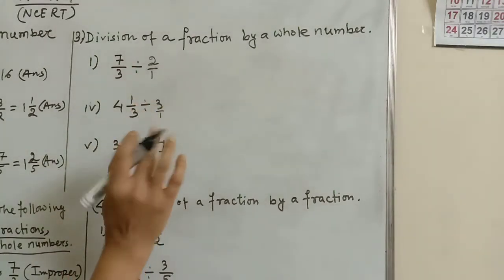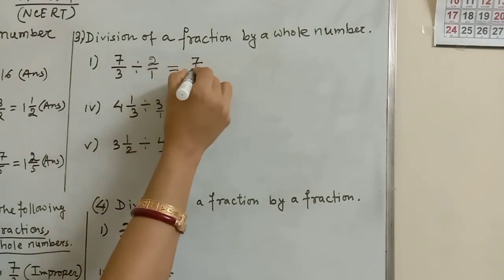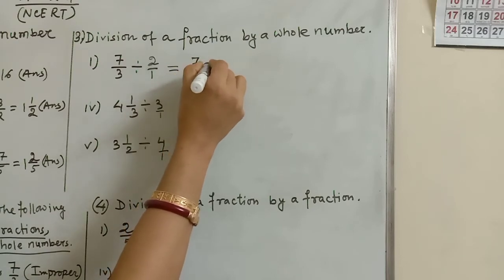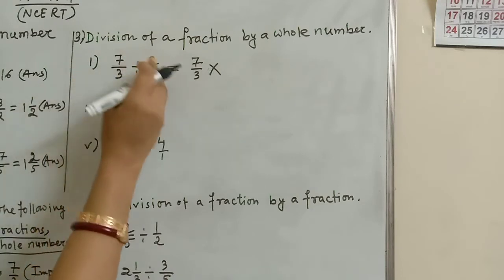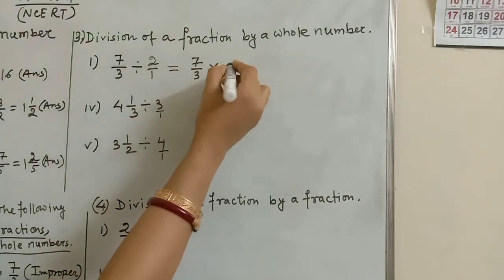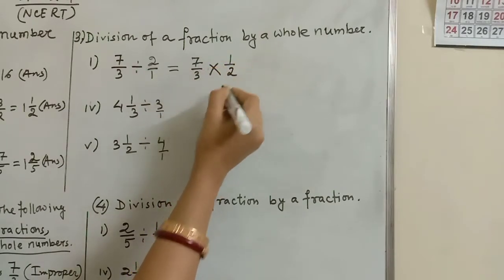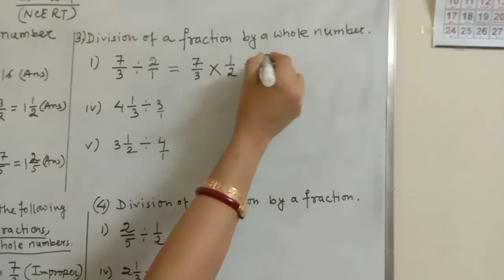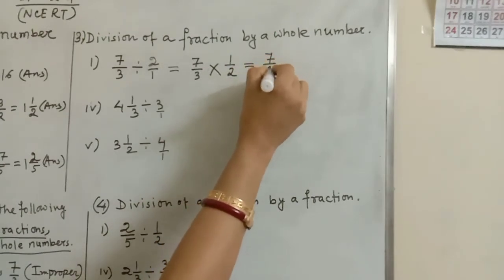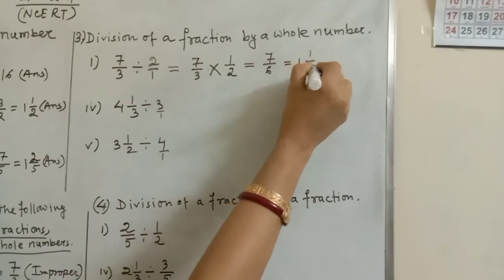You can write it also. So what you will see, in 7 by 3, only the divisor part we will make the reciprocal, not the dividend part. That right side part I have to make the reciprocal. So 2 by 1 will be 1 by 2. Is it possible to cancel? No. So what you will do, 7 by 3 into 1 by 2, 3 2s are 6, so 7 by 6.